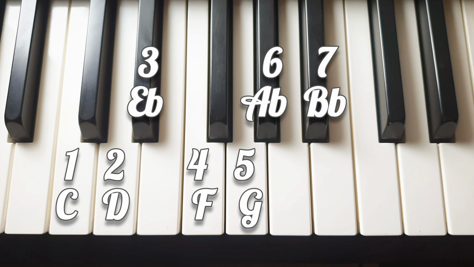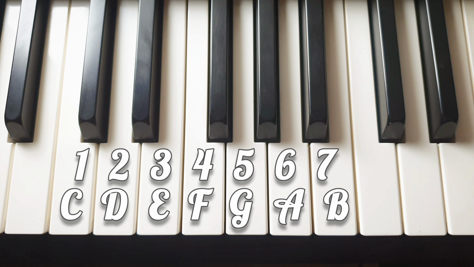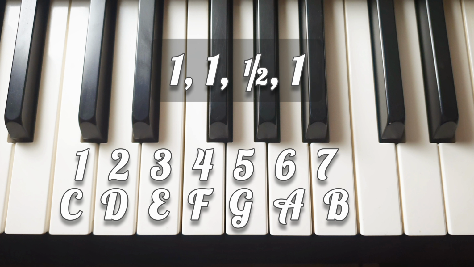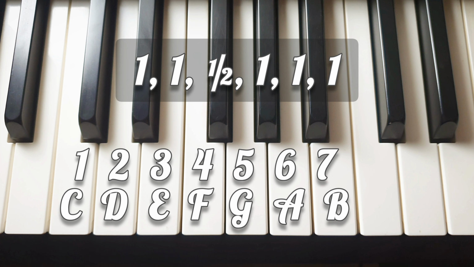Now, to be able to find other scales than just a C scale, we are using the tone steps that the C major and minor scale had. The C major had C to D, a whole tone step, D to E, a whole tone step, E to F, a half tone step, F to G, a whole tone step, G to A, a whole step, A to B, a whole, and B back to C, an octave up, had a half tone step.